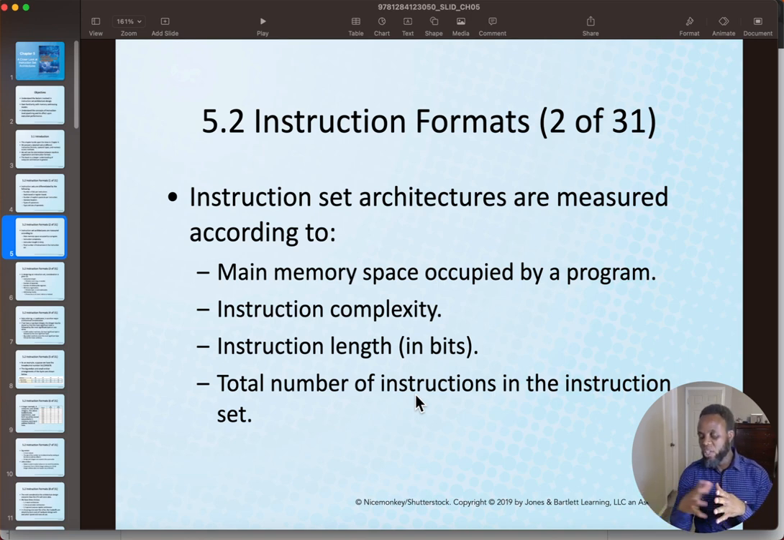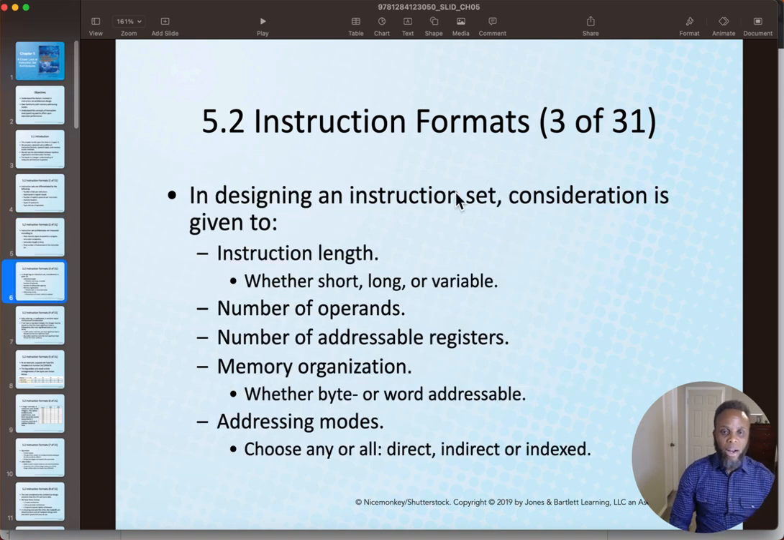You'll see towards the end of this chapter that the Intel architecture, for example, has a different instruction set from RISC and from ARM. Okay, so that's what this means. So when designing an instruction set, several considerations are taken. One is the instruction length. How long is the instruction? Remember, instruction again is the opcode and the operand. So how long should that instruction be? The number of operands. So how many data blocks? Remember, operand is data.